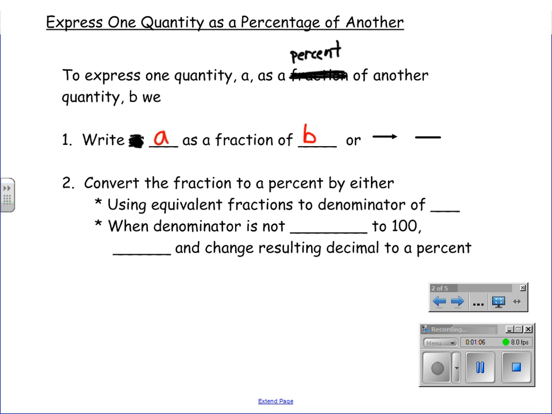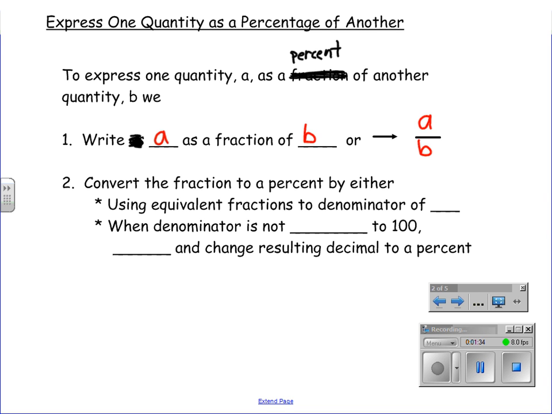So if we want to find A as a percent of B, the first thing we should do is write A as a fraction of B. The fraction right here would be what over what, Ethan? A over B. Very good. Once we have a fraction written, then we need to convert it to a percent. A lot of you got the question right that asked, what does percent mean? Percent means parts out of 100, or hundredths.